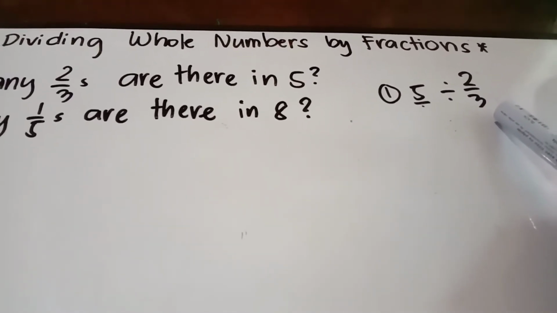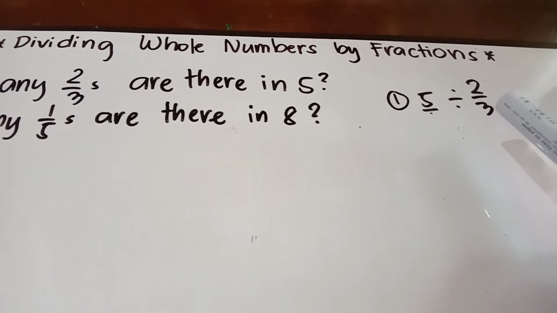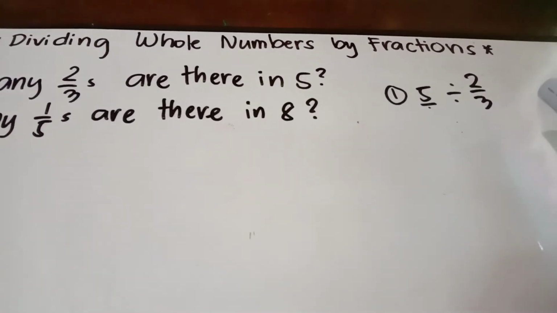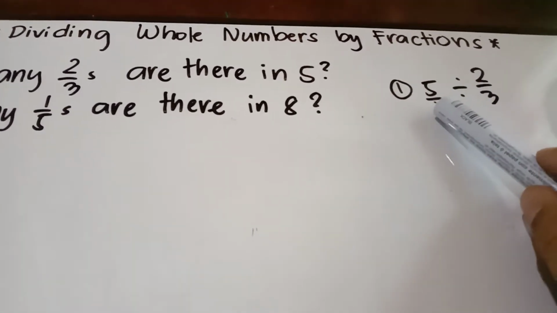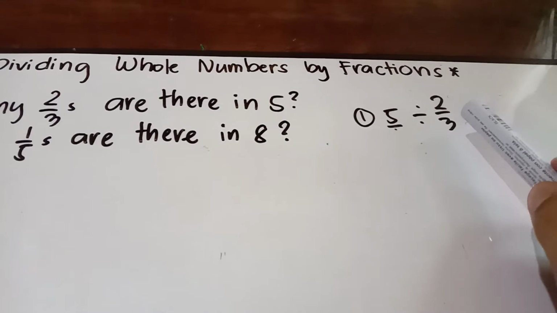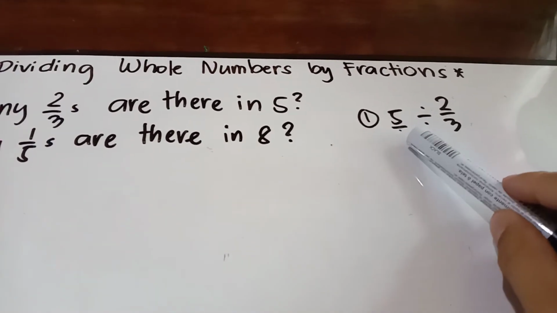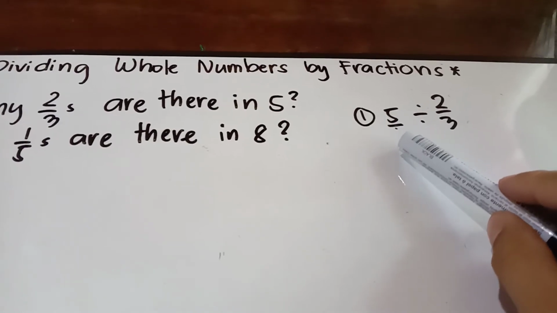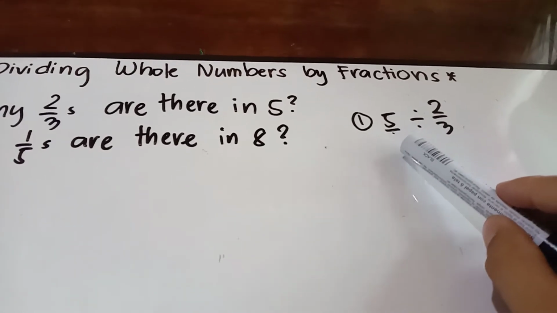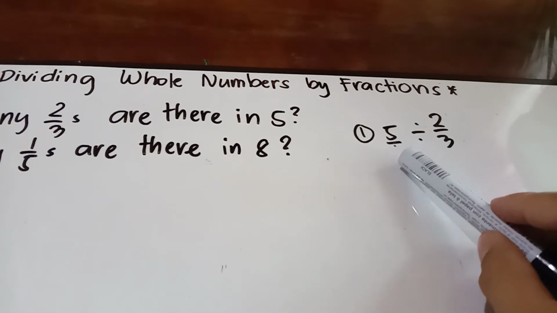Okay. Reminder that we can only divide a fraction by another fraction. And in this case, 5 is a whole number and 2/3 is a fraction. So therefore, we are going to make 5 a fraction. Gagawin nating fraction si 5.